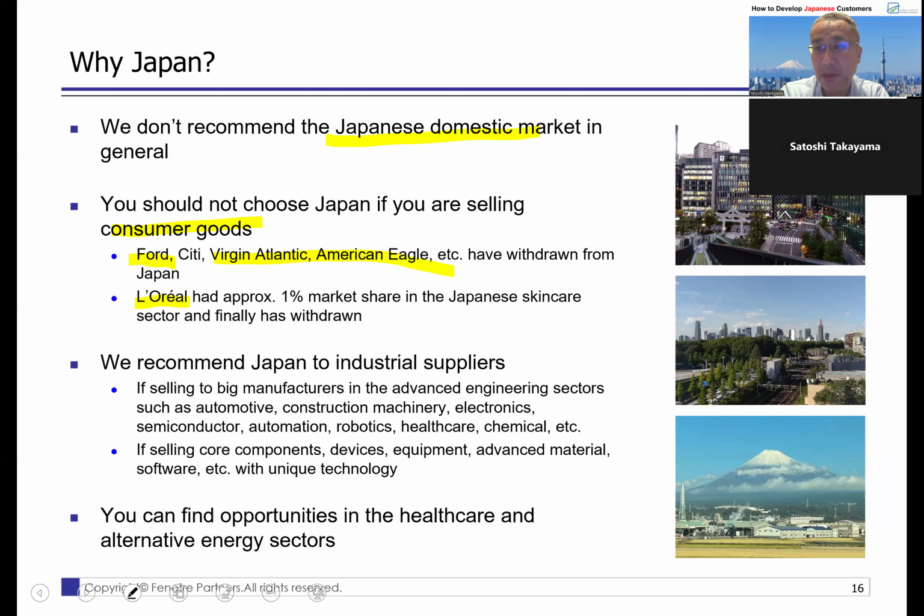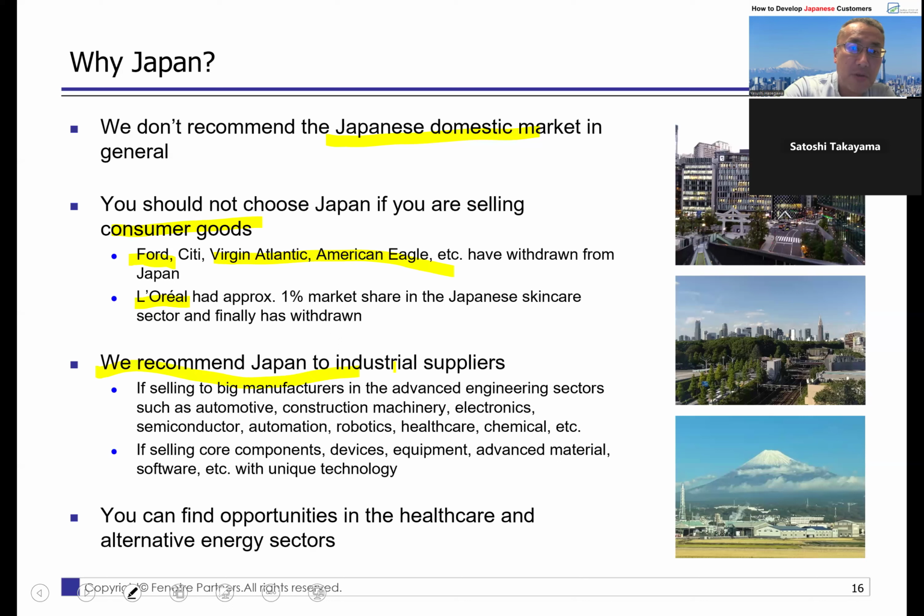Of course, there are some successful American or European companies like Procter & Gamble or Nestle, but they have a big team of R&D and marketing in Japan. And also, they manufacture in Japan. So their products look like Japanese. So I think many Japanese consumers believe P&G and Nestle are Japanese companies. So that kind of localization is required if you would like to be successful in the consumer markets.